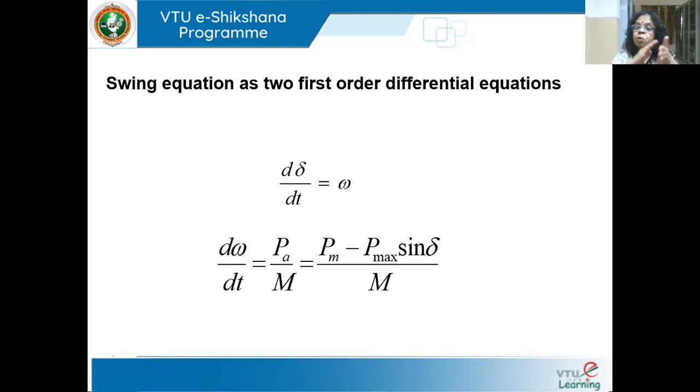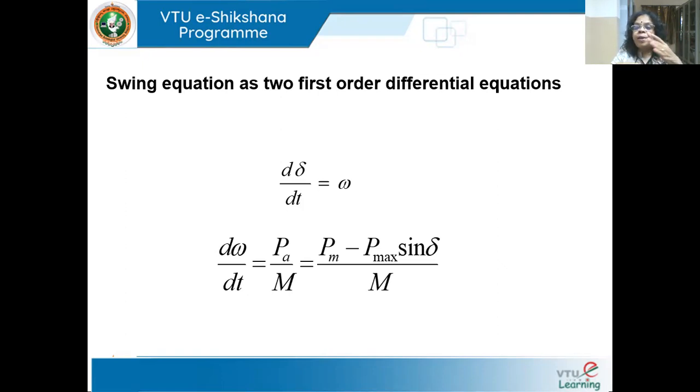It simply means your speed is a constant. Speed is a constant. Be careful here. Initially when I start, my system is in steady state, so it will be running at a constant speed. So I will start with omega naught equal to zero, and I will find out what is the value of delta for a particular power level. I'll show you with a problem.